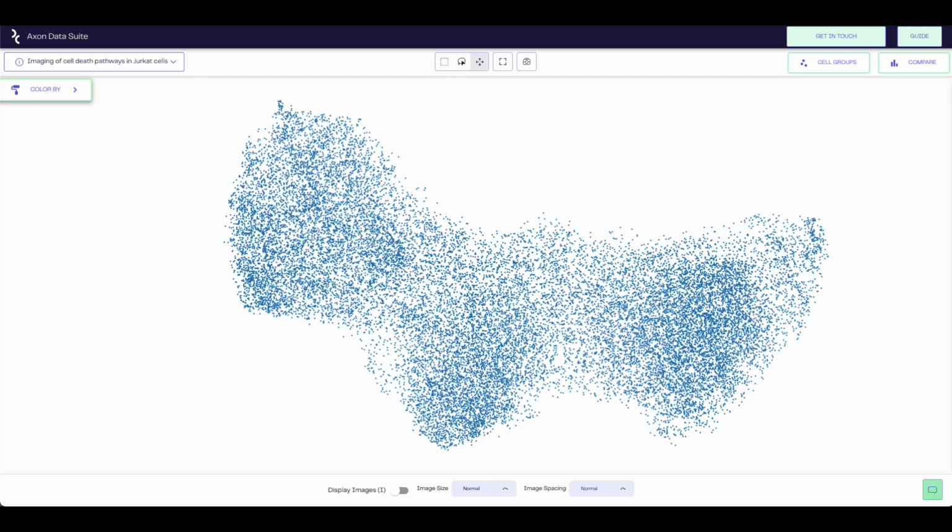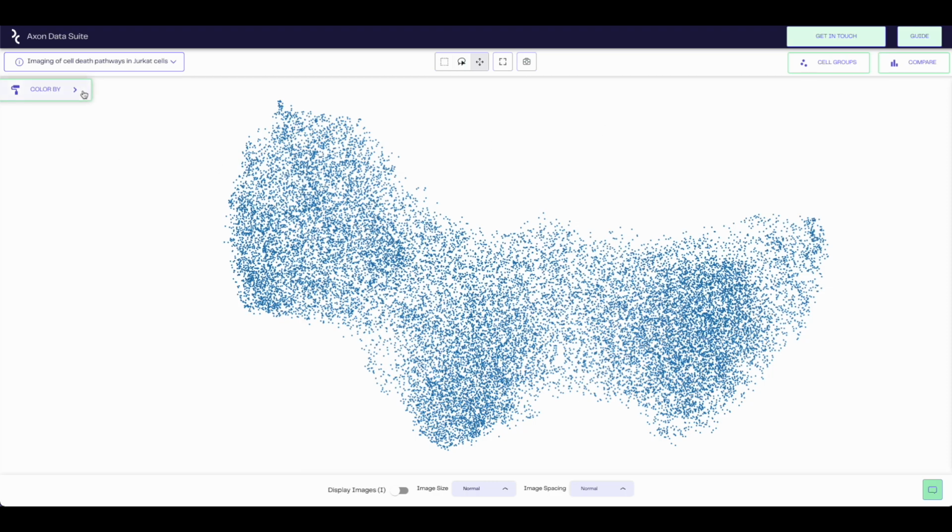In this video, we'll analyze a Deepcell dataset of the morphological changes associated with cell death. Jurkat T lymphoblasts were treated to induce apoptosis and necrosis. After treating cells, we measured the proportions of cells undergoing apoptosis or necrosis by flow cytometry, using Annexin V as a marker of apoptosis and Sytox co-expression as a marker of necrosis to establish ground truth.